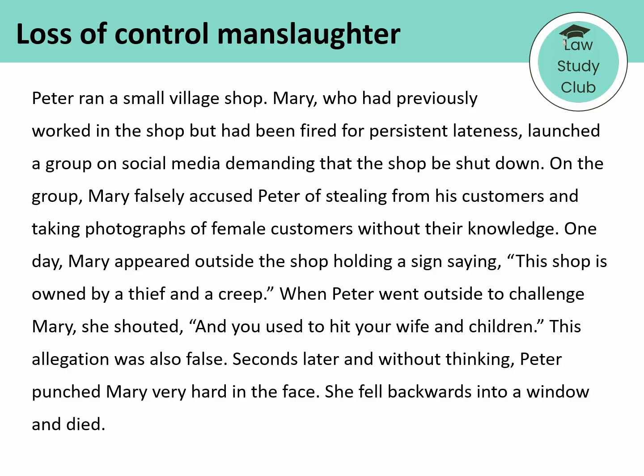Peter ran a small village shop. Mary, who had previously worked in the shop but had been fired for persistent lateness, launched a group on social media demanding that the shop be shut down. On the group, Mary falsely accused Peter of stealing from his customers and taking photographs of female customers without their knowledge. One day, Mary appeared outside the shop holding a sign saying, "This shop is owned by a thief and a creep." When Peter went outside to challenge Mary, she shouted, "And you used to hit your wife and children." This allegation was also false.